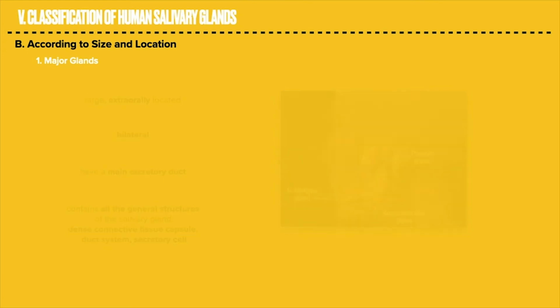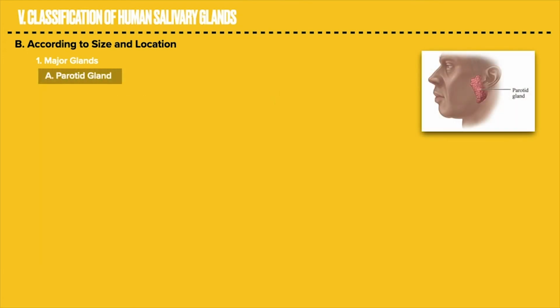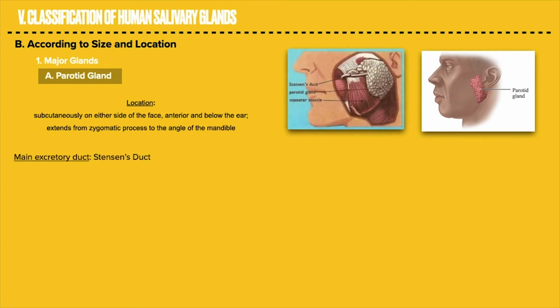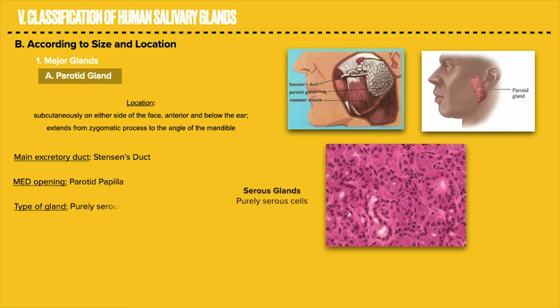The first major gland we have here is the parotid gland, the largest among all of them. It is located subcutaneously on either side of the face, anterior and below the ear, and it extends from the zygomatic process to the angle of the mandible. Its main excretory duct is Stensen's duct. Its opening is marked by the parotid papilla. Then it is a pure serous gland.